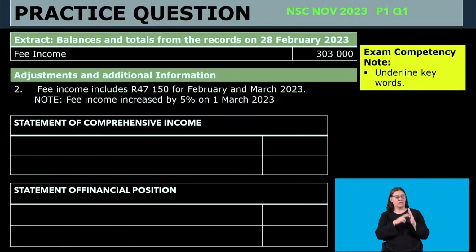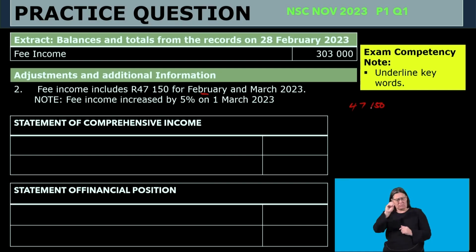The next one reads, fee income includes 47,150 for February and March. Very interesting, this one. Note, fee income increased by 5% on 1 March. So here it increased on the 1st of March. That means in February, there was no increase. But we received an amount, which is 47,150. We understand that this is for 2 months.